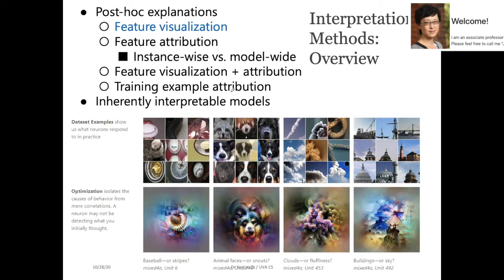And in the post hoc analysis, there are feature visualization, feature attribution, or feature combination. There's also training example level attribution. The picture I selected here is from DeepDream, and they're really the ones to look at for how to interpret a deep learning model. Their website is really great to explore.